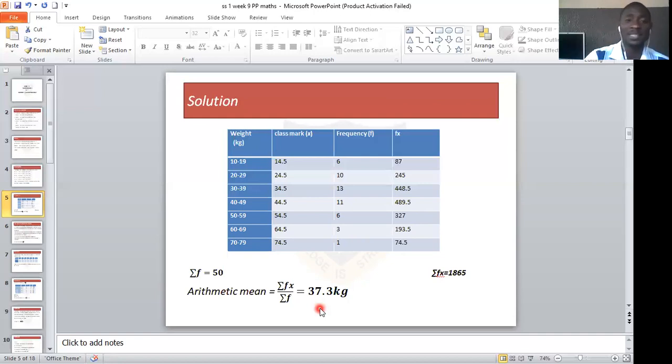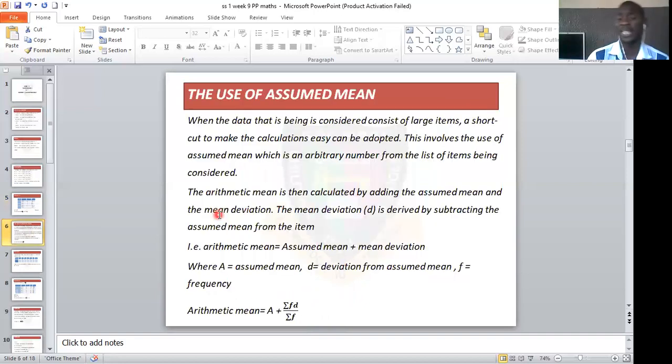Get your class interval, which is the first column. Second column is your x column, for the class mark, which is the median. Then you prepare your frequency and the product of the frequency and the class mark. Add it together. Summation of fx divided by summation f will give you 37.3.